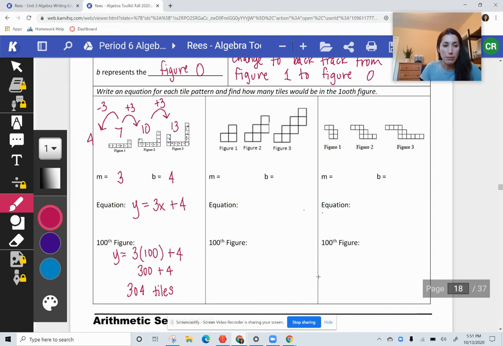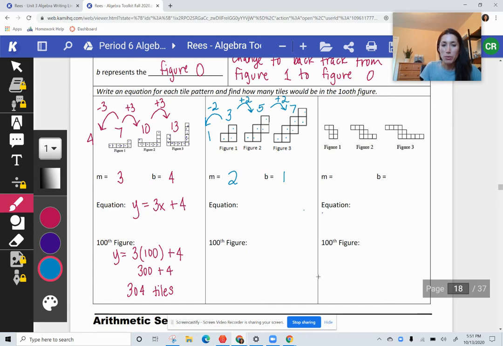All right, in our second problem here, let's grab a new color. We've got 1, 2, 3 tiles. And then we've got 1, 2, 3, 4, 5 tiles. And then let's take a guess. 3, 4, 5, 6, 7 tiles. So it looks like our increase here is by 2. That means our rate of change, or our increase, is a positive 2. And then to backtrack, let's say I wanted figure 0, I'm going to subtract 2. So I'm doing the opposite of that. That means figure 0 would have 1 tile. So that would be our figure 0.